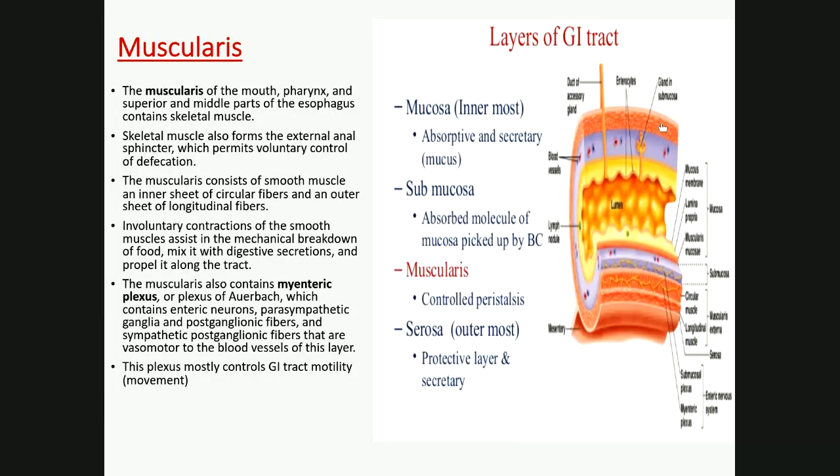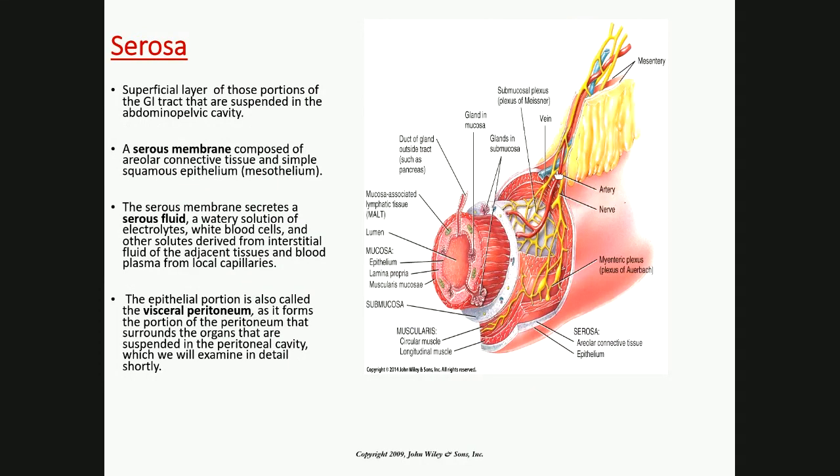As we move further out is the muscularis layer, and in this region we have skeletal muscles controlled voluntarily, and the smooth muscles controlled by our autonomic nervous system. They also contain the mesenteric plexus, which is controlled by the sympathetic and parasympathetic nervous systems. The serosa is this outer layer. The serosa binds the GI tract within our abdominal cavity. We're going to talk about this in greater detail.